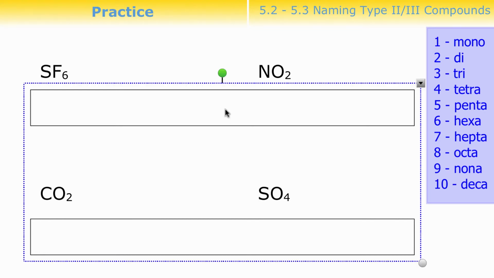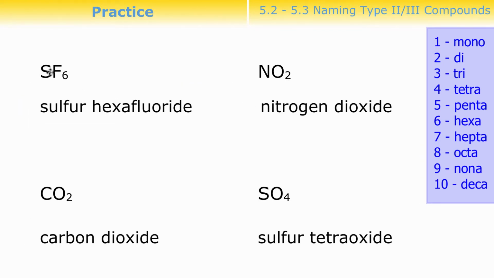Okay, hopefully you've done those. Here are the answers. Sulfur hexafluoride, nitrogen dioxide. You could call it mononitrogen too if you want, but typically, if there's a mono, we just leave it out. So nitrogen dioxide, carbon dioxide, and sulfur with 4 is tetraoxide. Okay, hopefully that's helping. Now let's go the other way.